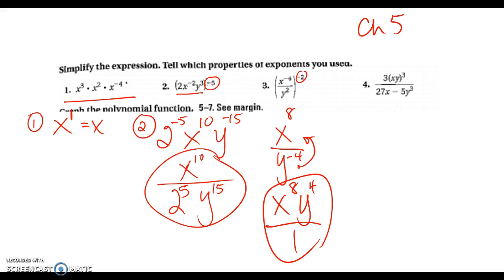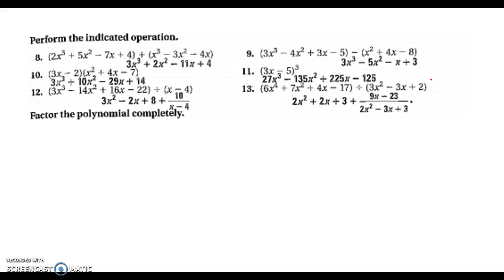All right, let's see what we got. We have 3 x to the 3rd, y to the 3rd, right? And I don't think there's anything we can do in the denominator. Let's see, it's 27x to the minus 5, y to the 3rd. I think we can leave that just as it is.